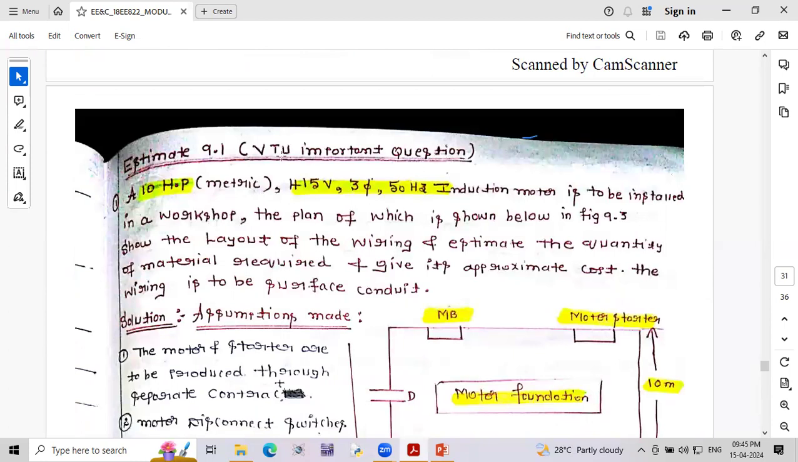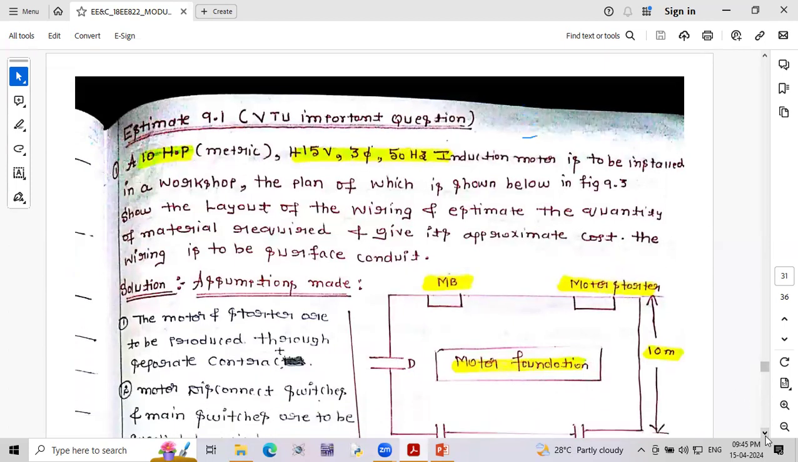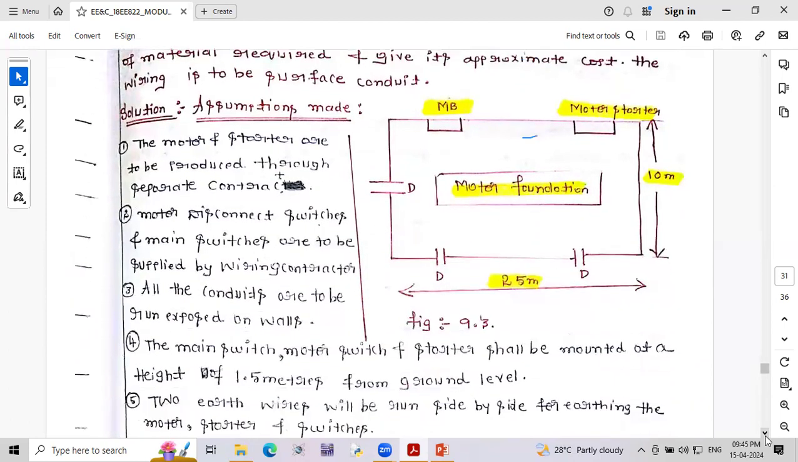This second problem is very, very important for your VTU examination. I will scroll slowly. Please pause the video and write down the notes.